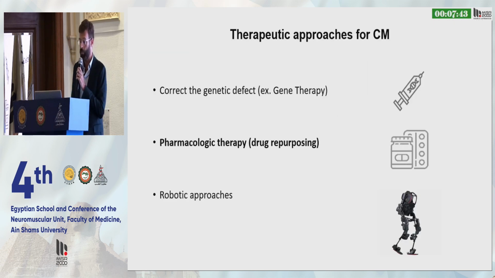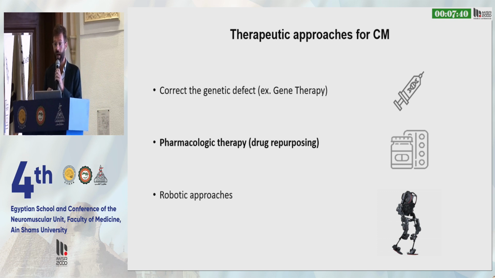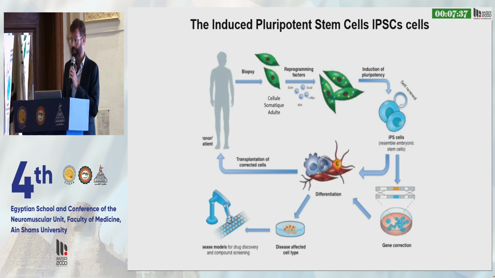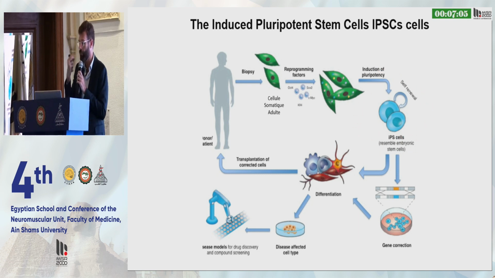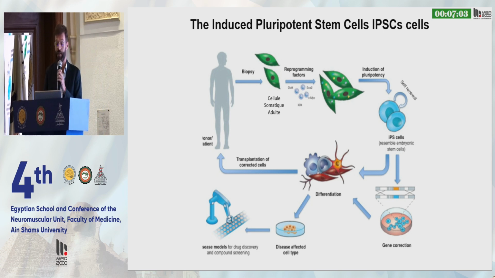Other approaches for congenital myopathy: the pharmacologic therapy with the drug repurposing approach. What is this drug repurposing approach? Before telling you about this, let's talk a little bit about the iPS cells. The iPS cells are stem cells that we can derive either from a biopsy or from other tissue of the body, like for example from a blood sample. We can reprogram these cells and have induced pluripotent cells that resemble embryonic cells that can differentiate into different tissues.